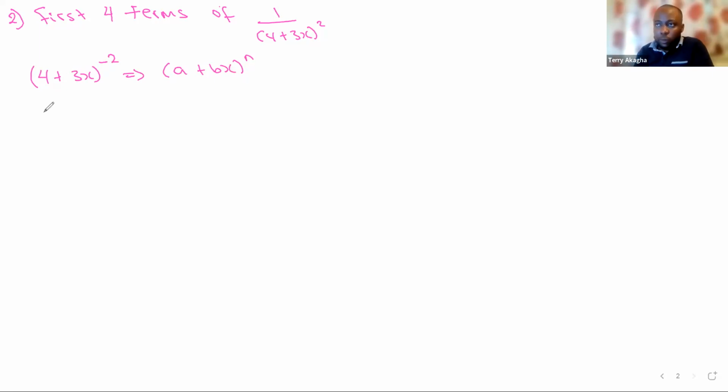So this is going to give you the same thing as saying, I'm going to put it like this. Same thing as saying into brackets 4 plus 3x to the power minus 2, okay? Then what will I do? I'm going to get 4 out. So it's going to be 4 into brackets 1 plus 3 over 4x to the power minus 2, okay? Then what will I do?